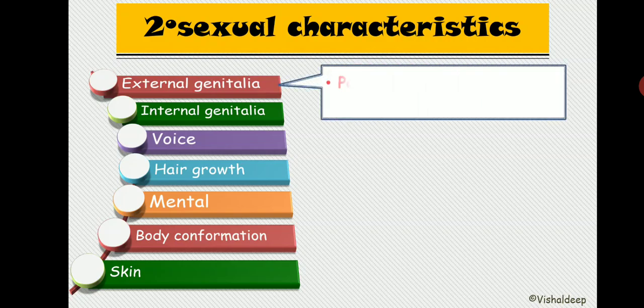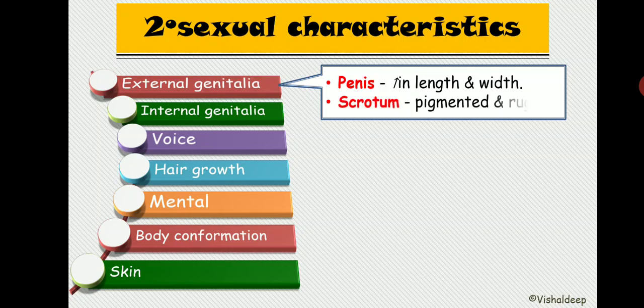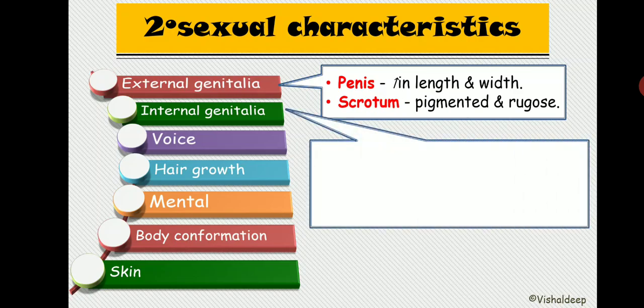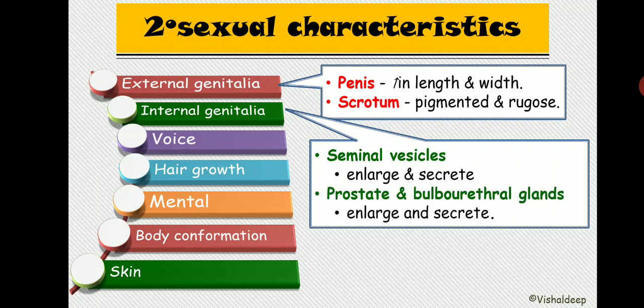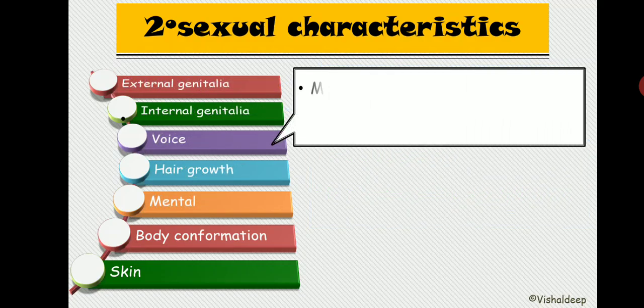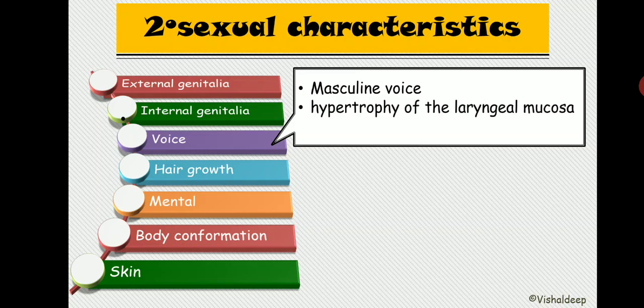So what will testosterone do? Testosterone will increase the length and width of the penis, and as far as the scrotum is concerned, it increases the pigmentation and rugosity. Now internal genitalia, it causes the seminal vesicle to get enlarged and secrete its secretion, seminal fluid, and the prostate and bulbourethral gland become enlarged and secrete their secretions. Now what changes will take place in the voice? Voice becomes masculine, hypertrophy of the laryngeal mucosa occurs, and enlargement of the larynx. So after puberty, because of the testosterone, the voice of a male child changes to the masculine voice.